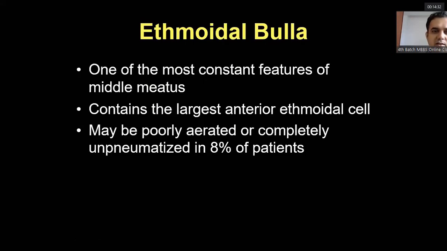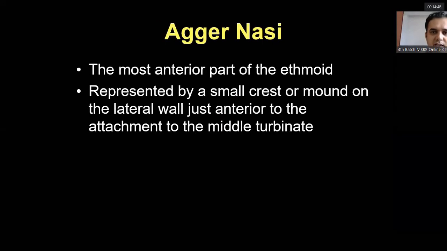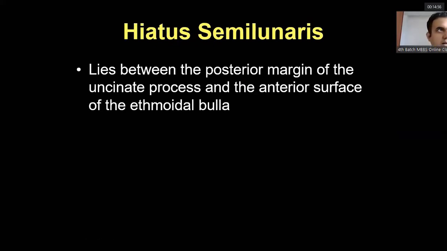Ethmoidal bulla. This is one of the most prominent features of the middle meatus. It contains the largest anterior ethmoidal air cell. The ethmoidal air cells are divided into anterior and posterior. So we are not going to go into more detail. Agger nasi. This is the anteriormost part of the ethmoid. Hiatus semilunaris. It lies between the posterior margin of the uncinate process and the anterior surface of the ethmoidal bulla.